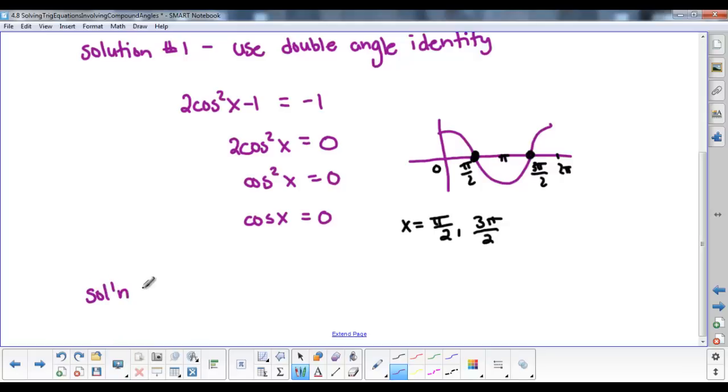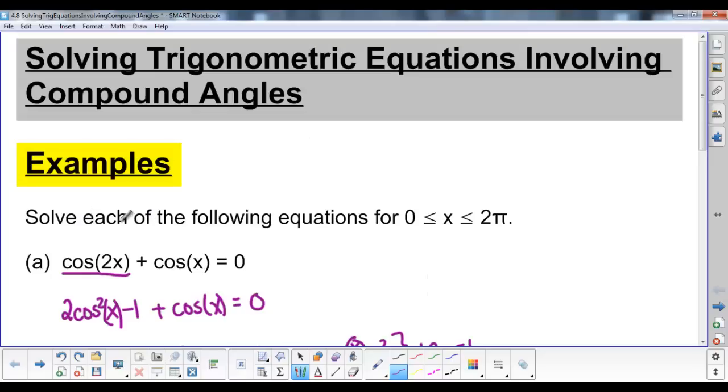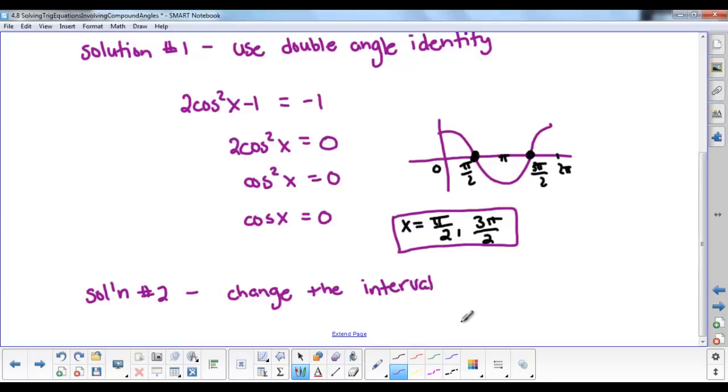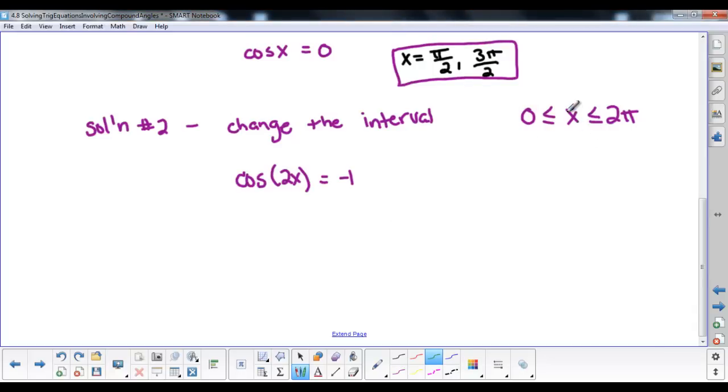So the other way that we can get to this answer of pi by 2 and 3 pi by 2 is to change the interval that we are used to. So we're going to scroll up just for a second. Actually, I'll back page. The question said, solve each of the following equations for this particular range. So when I say change the interval, we're talking about this. Because in this domain here for x, we are working with just x being between 0 and 2 pi.